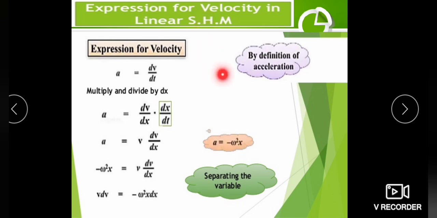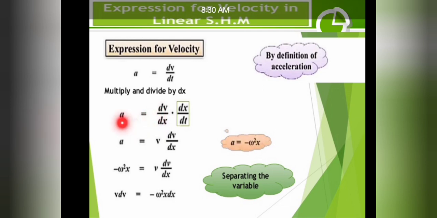Now what will be the expression for velocity in linear SHM? From the differential equation we can find acceleration, and we know that acceleration is the rate of change of velocity. By integrating acceleration we can get the velocity. Let us write the equation so that we can separate the variables, and using separation of variables and integration we can find the formula for velocity.